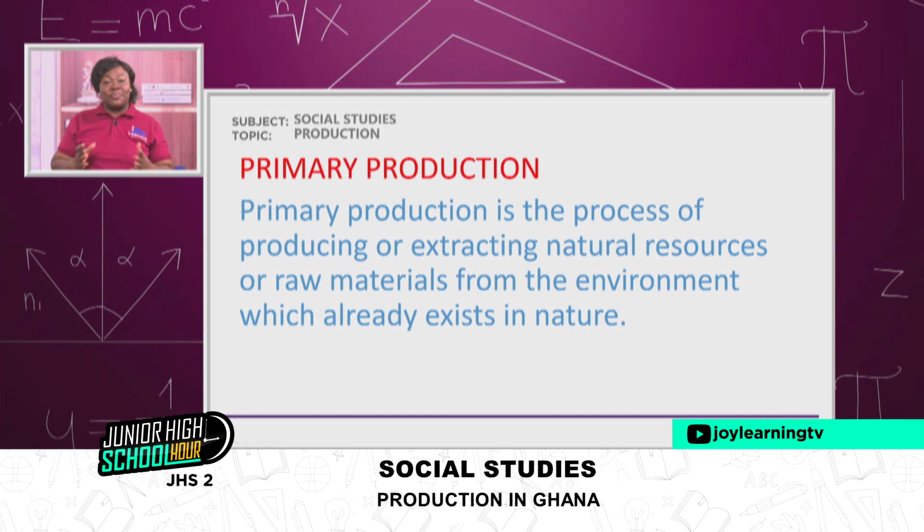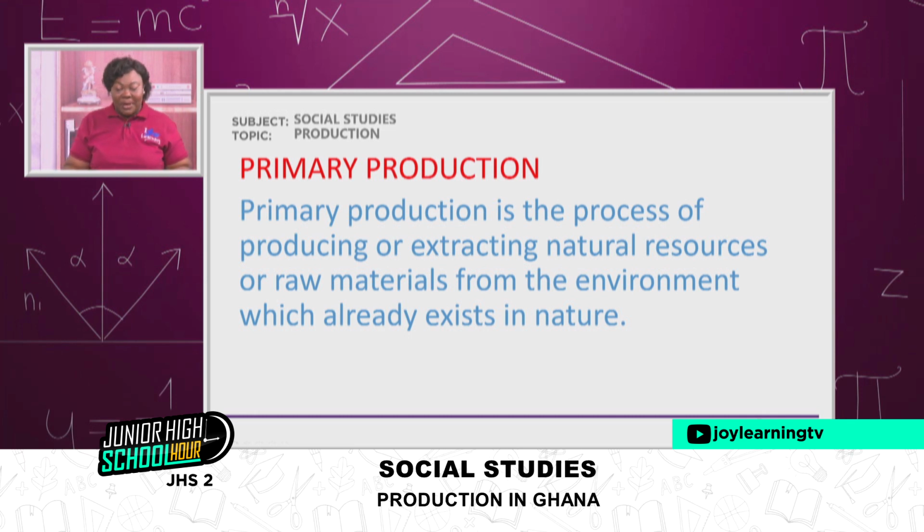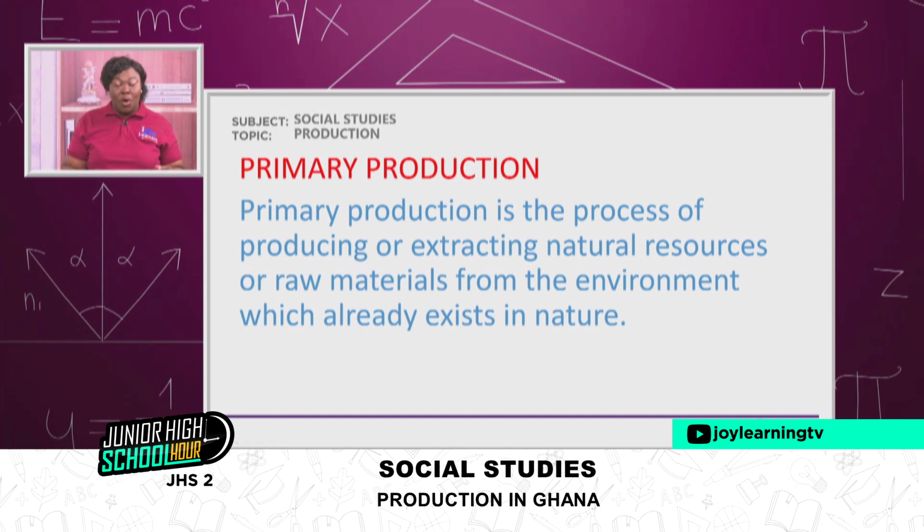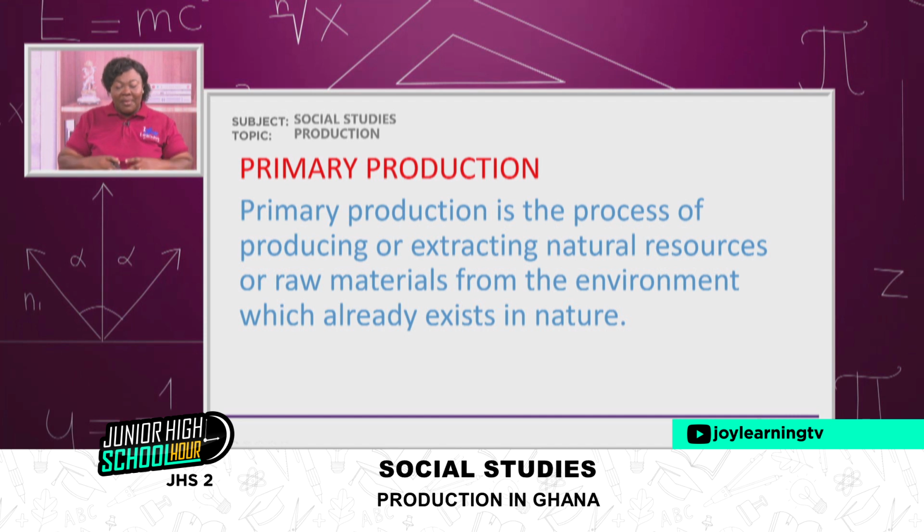Now let's explain what primary production means. Primary production is the process of producing or extracting natural resources or raw materials from the environment which already exists in nature.